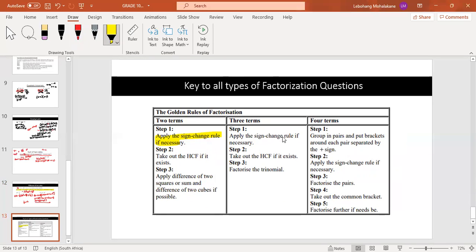Sign change rule. Very important, right? You can just go through these steps, then attempt questions.